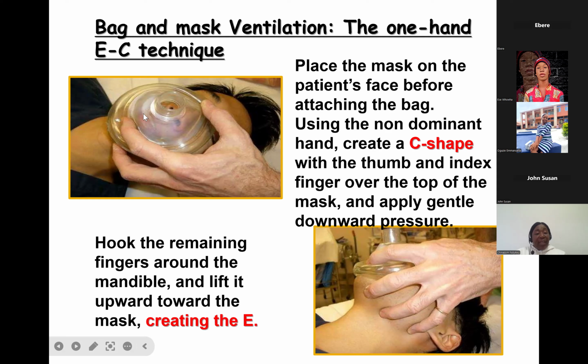So you form a C, first of all, with your index finger and your thumb. Then you form an E shape with your 3 fingers just under the person's jaw, under the person's mandible, just to hold it in place. You're just trying to make sure that the air you're going to pump with the airbag is not escaping from anywhere.